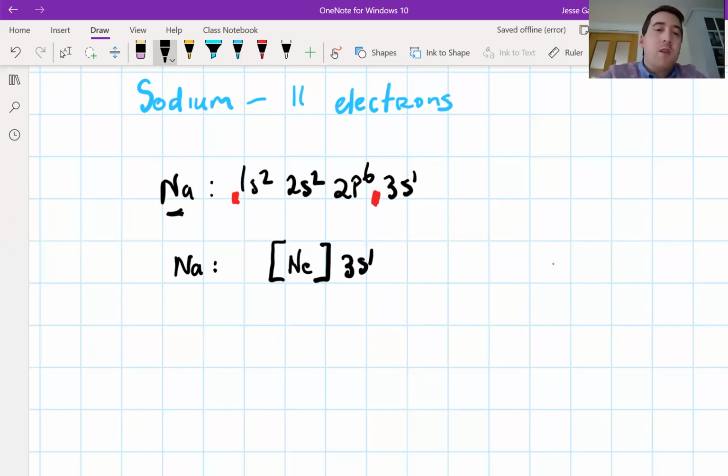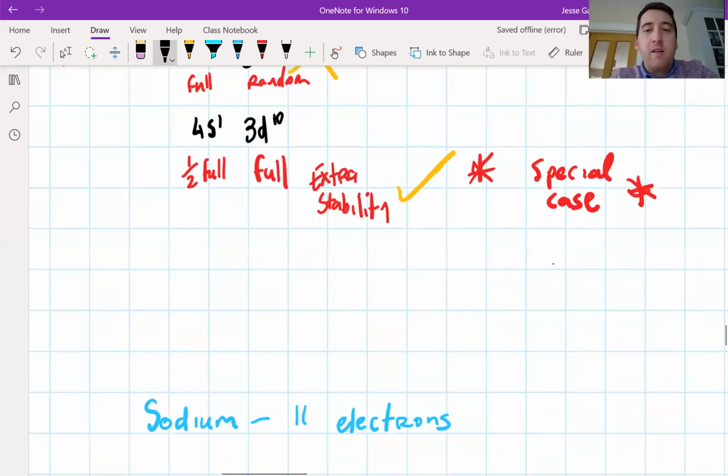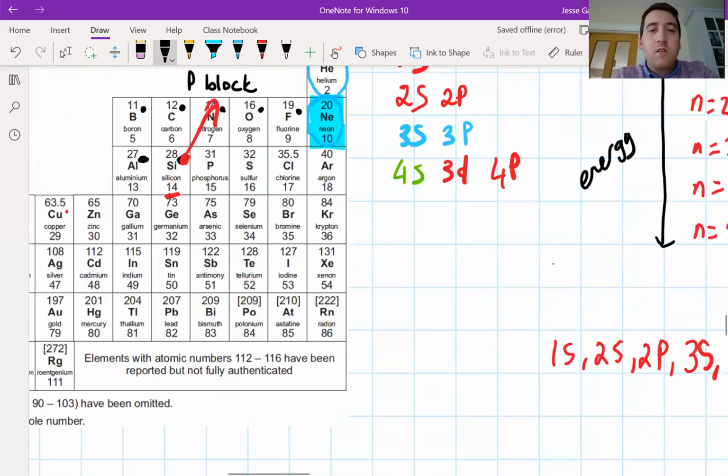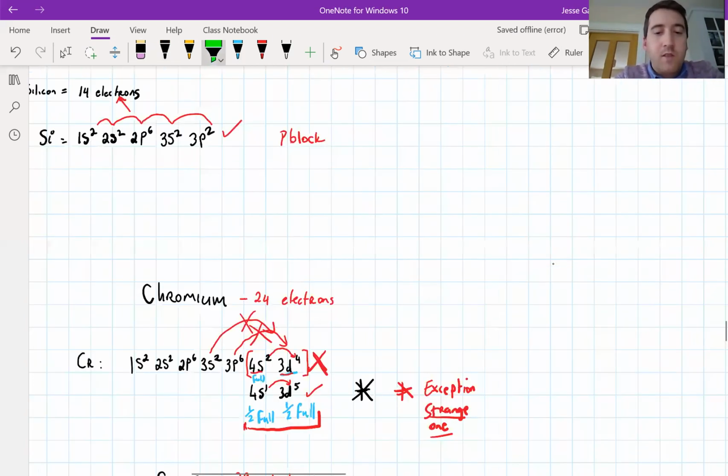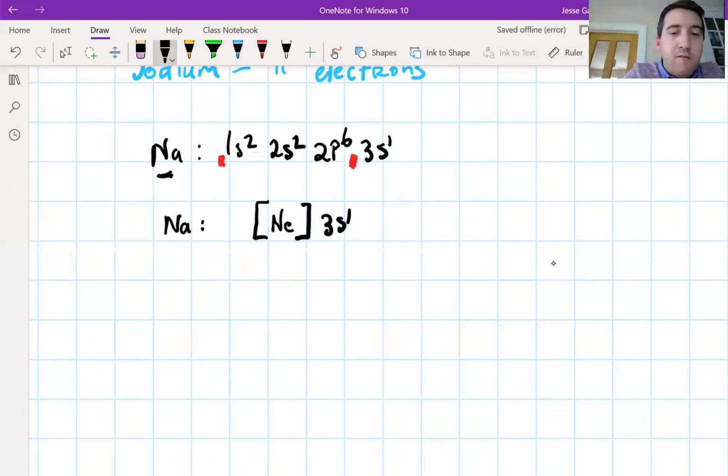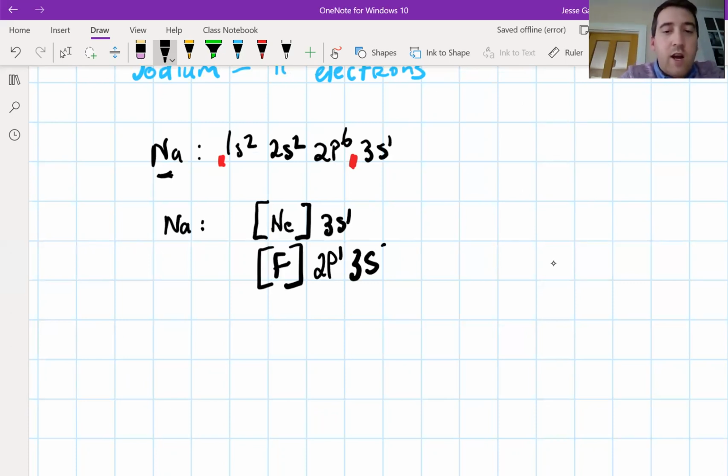Now, notice you can only do this with noble gases. I can't just decide off my own back, okay, I'm going to do this with fluorine, because that's not a noble gas. I can't say that sodium is like fluorine, then 2p1, 3s2. I can't do that. That's wrong. You can only use the noble gases. So this one is right. Anything else is wrong.